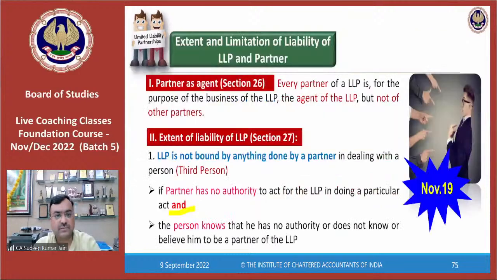Now, section 27 says in case of acts or wrongful acts of the partner, LLP will not be liable if partner has no authority and the person, that is third person, has the knowledge that he has no right, the partner has no right.